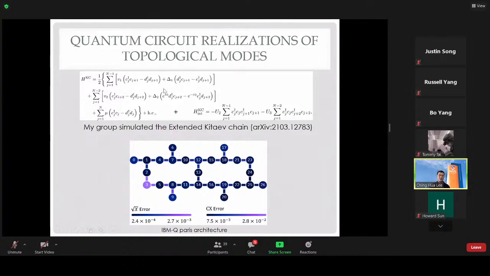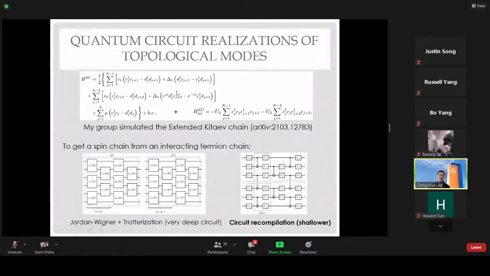So what we did was implement this type of system using some tricks in circuit recompilation. I have to mention that usually when people think about getting a spin chain, which is what the hardware of a quantum computer is based on, from an interacting fermion chain, we use a Jordan-Wigner transform first.